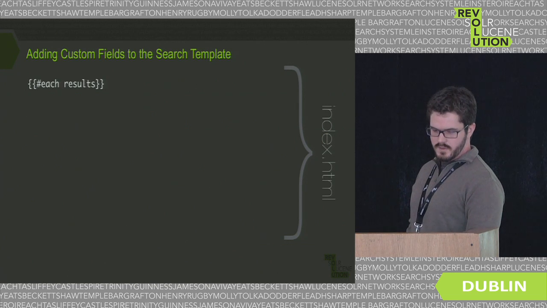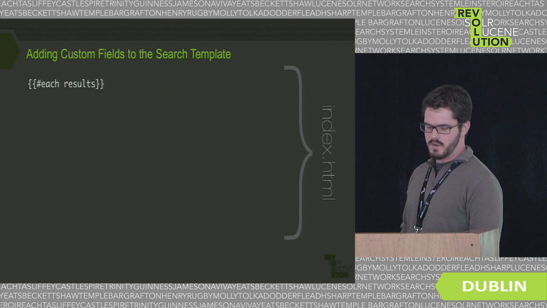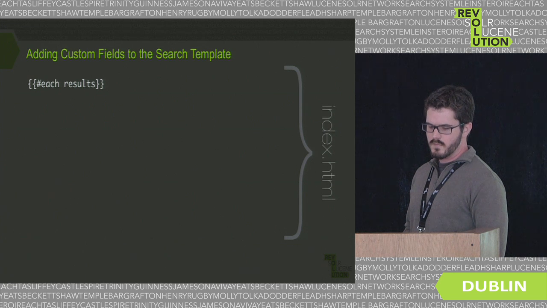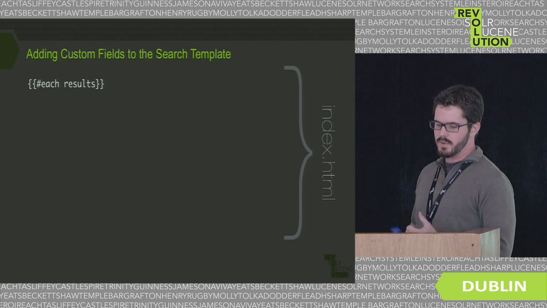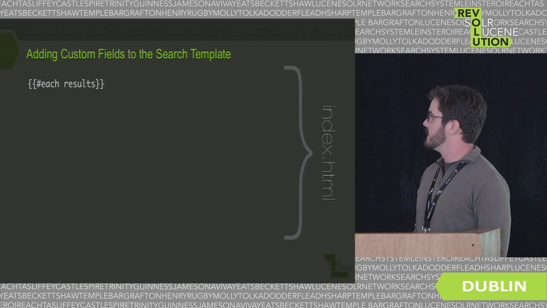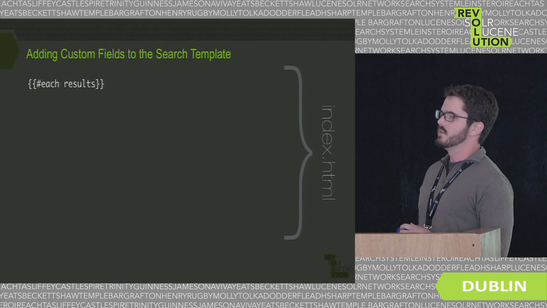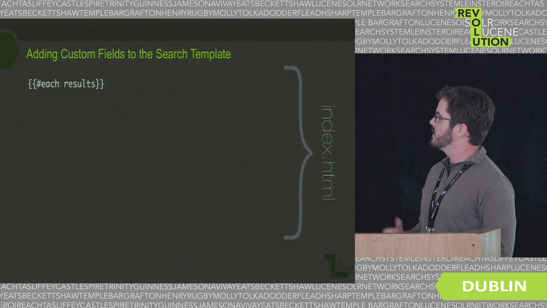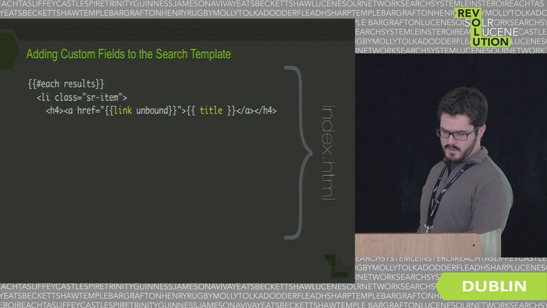The next thing that we need to do is add those custom fields that we're returning from our individual Solr to the HTML template. And the HTML template is written in something called Handlebars, which is a JavaScript templating language that is built in conjunction with Ember.js. And it gives us some nice functions here. So here we're looping through. This is tied directly to the result set. So anytime the result set is updated, we're going to output each one of those results into this list.